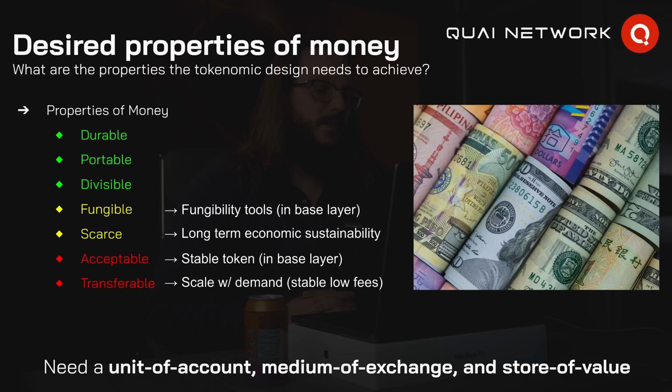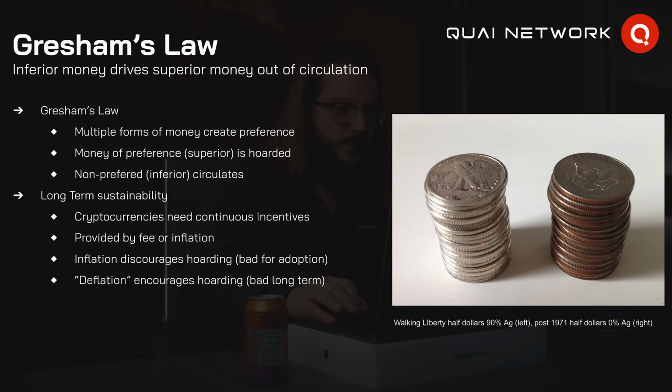transferability. Specifically, in a decentralized system, people can't scale, and to be money, we need to maintain stable low fees. And to do that, you need to be able to scale supply of transaction throughput with demand. So we're really trying to achieve three things. We're trying to get all of these properties of money so that we can have a unit of account, a medium of exchange, and a store of value, all endogenous to a single system.